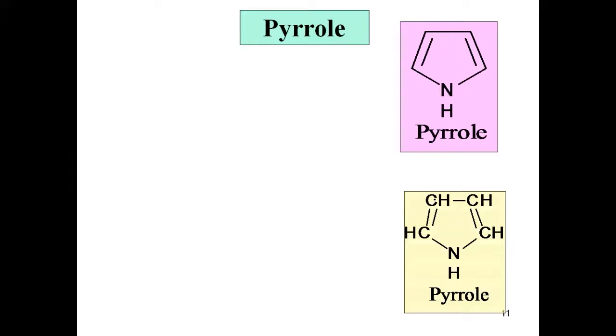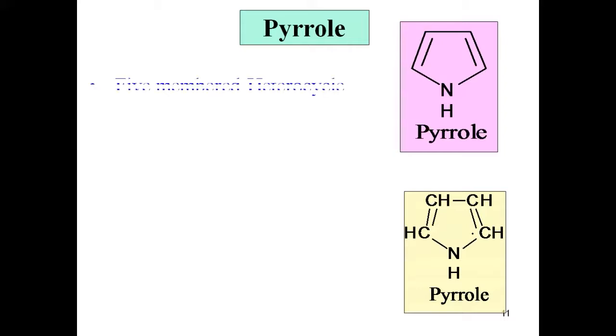Or we can show it in this way also. Here, actually, this is the geometrical figure. Here, this corner means CH, carbon having one hydrogen. Here also carbon having one hydrogen, CH, then NH, and it has two double bonds. This is a conjugated diene, we can say two double bonds in conjugation. Okay, this is the structure of pyrrole.